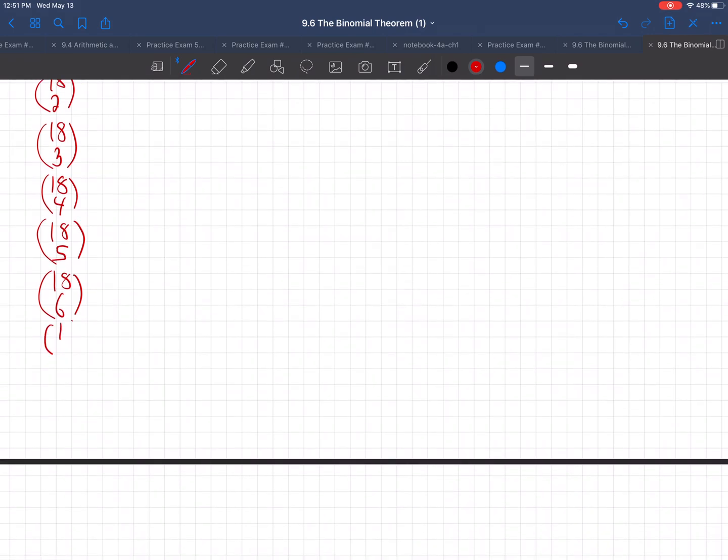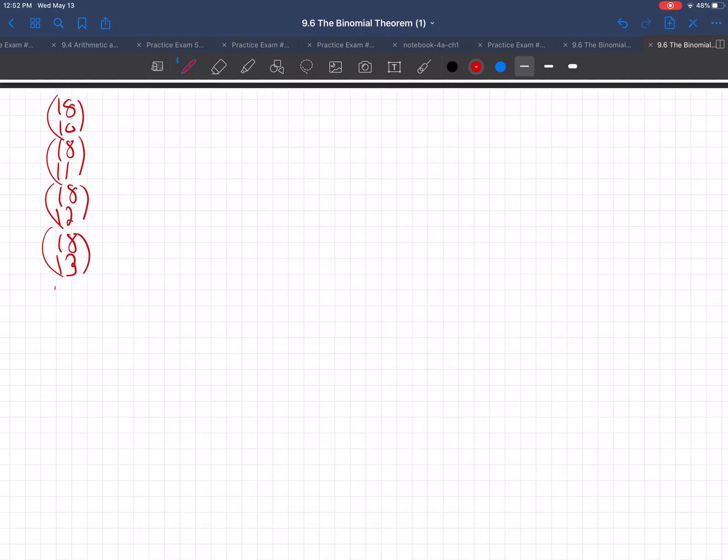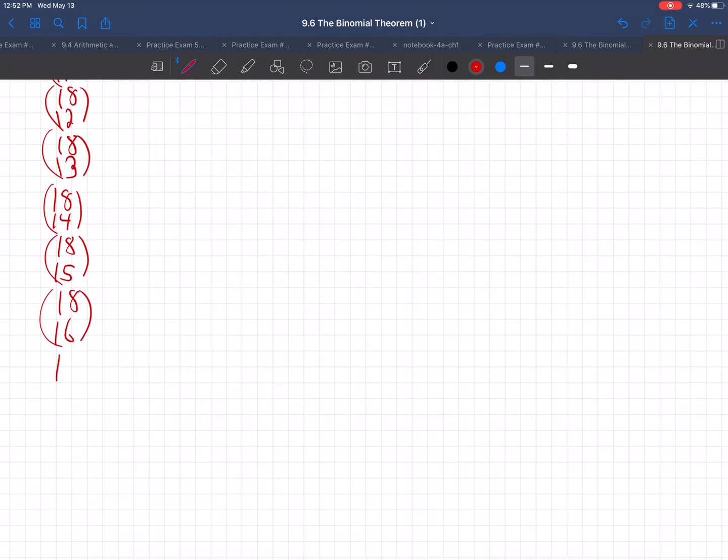I just don't want to go all the way down and make the 18th row. That's a big pain. 18 choose 8, 18 choose 9, 18 choose 10, 18 choose 11, 18 choose 12, 18 choose 13. Hope we don't run out of room here. I think we're good. 18 choose 14, 15, 16, 17, 18. Okay, that's all of them.